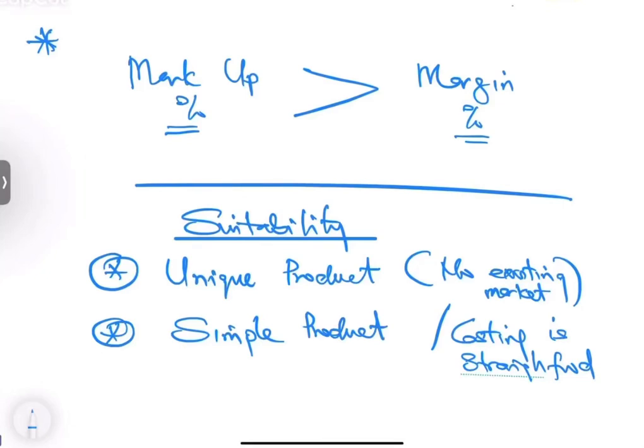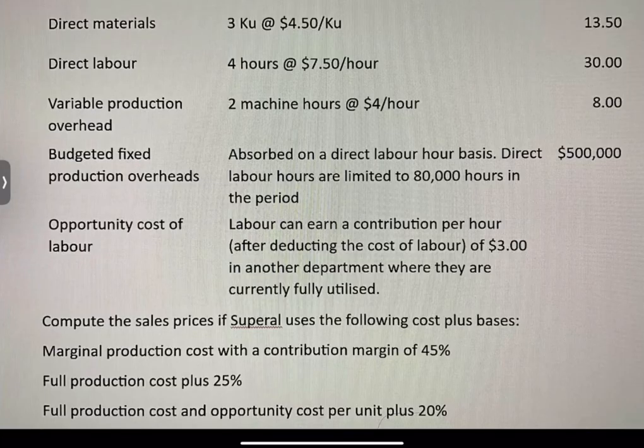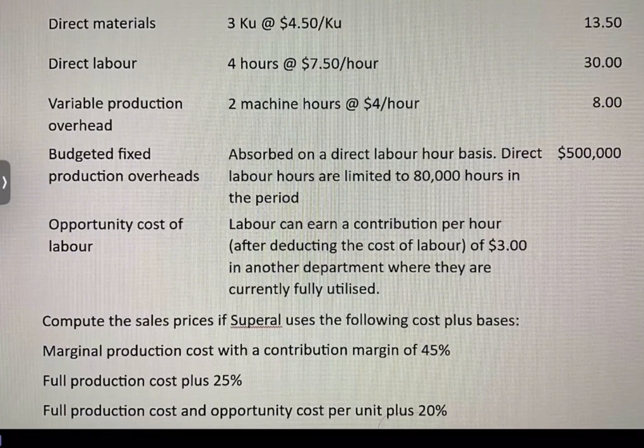I think we should work an example. Look at this question. We have this information: direct costs, both materials and labor costs, variable production overhead given, and budgeted fixed overhead absorbed on a direct labor hour basis. The total is $500,000, and the total labor hours are 80,000 hours. Opportunity costs are there.